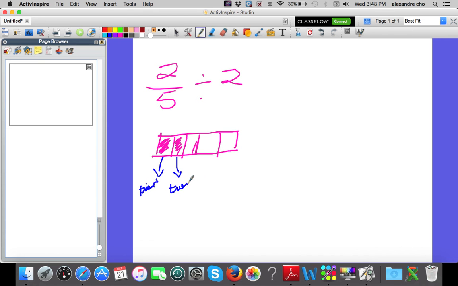So this one was easy. No arguments, no favorites. Each friend gets the same amount. So what did this friend get? He got 1 piece out of how many that we had initially? Out of the 5. So 2/5 divided by 2 equals 1/5.